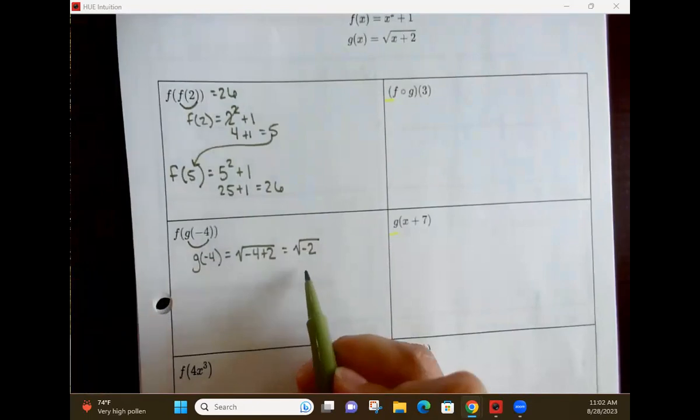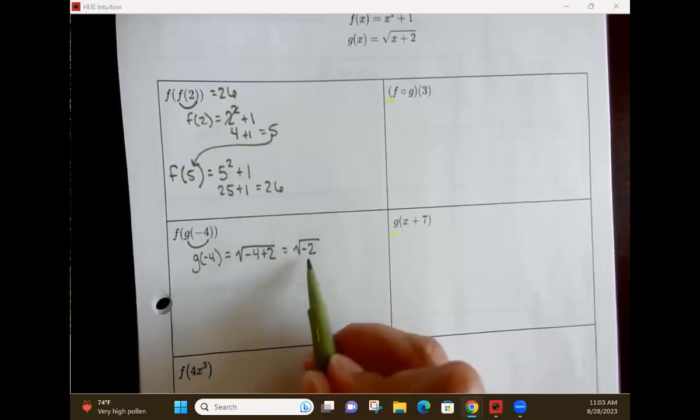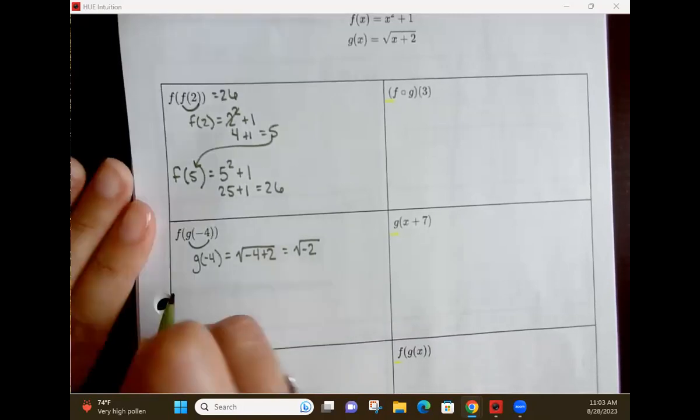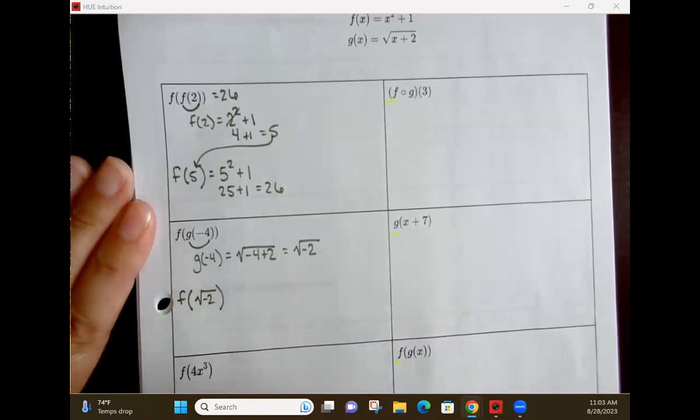Now, what do you want to tell me at this point? There should be something you want to tell me about this. It's not real, right? Not real or maybe undefined, okay? There's a reason that we're doing this one together, so stick with me for just a minute. We're going to take this square root of negative 2, which is still not real, and go ahead and do that next step. So we're going to do f of the square root of negative 2.